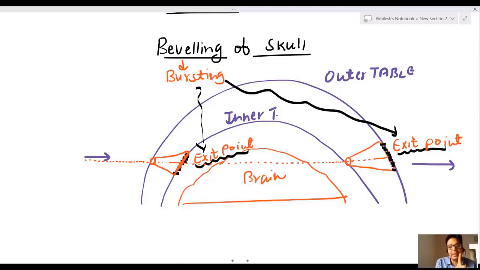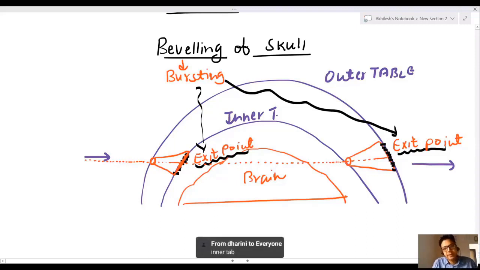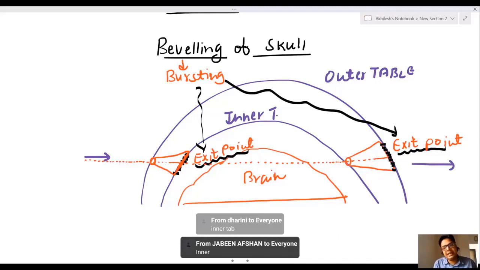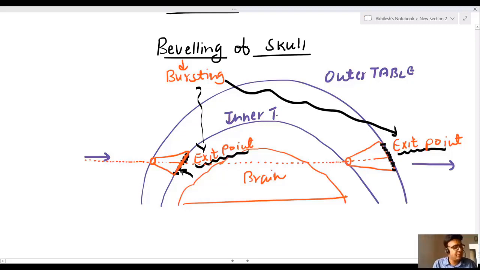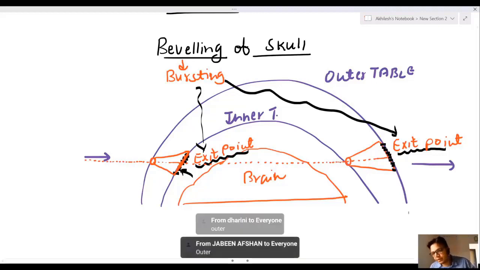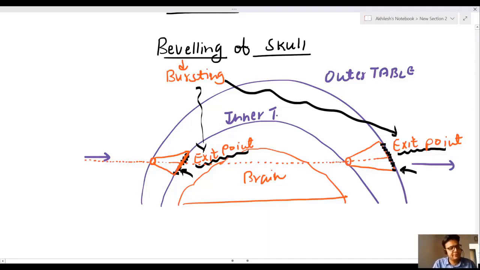Now listen to the question carefully. Beveling in entry wound is seen towards the inner table or the outer table? Yes, Dharani, it is the inner table. Absolutely right. Beveling in exit wound is seen towards the inner table or the outer table? Yes, it is the outer table. Absolutely right.